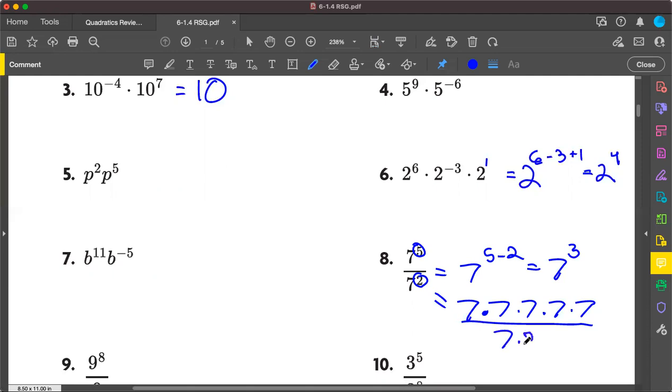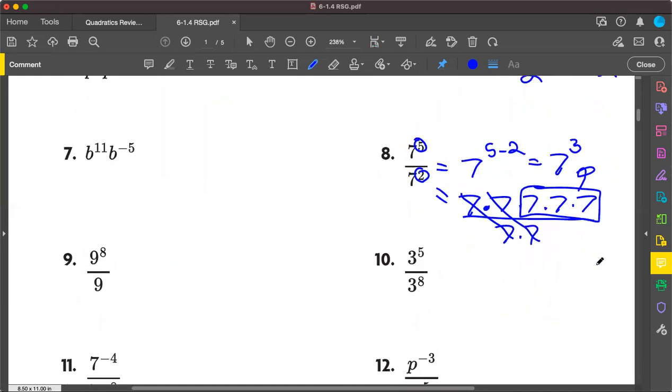Wouldn't you be able to cancel 2 of these jabronis? Look what you made me do. I wrote 2. I needed to write 7. You can cancel that, cancel that. Notice you're left with 7 to the third. There you go. Super simple.